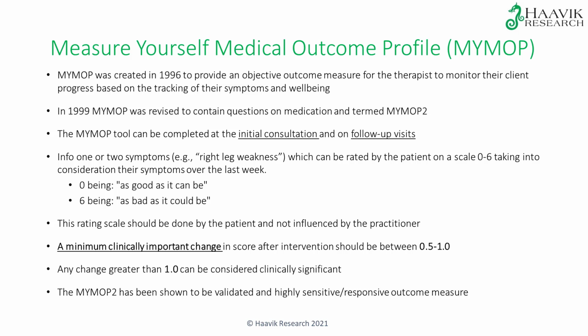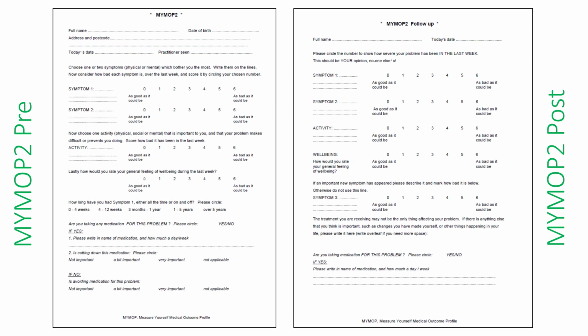So again, this MyMOP 2 has been shown to be valid. It's validated. It's highly sensitive to outcome measures. So it's one I'd really highly recommend that you look into using with your patients. So this is what they look like. This one on your left here is the MyMOP 2, the initial one, the pre one that you would use on the first visit, and then you've got the MyMOP 2 follow-up. So over time you can follow it up and see how they're improving.